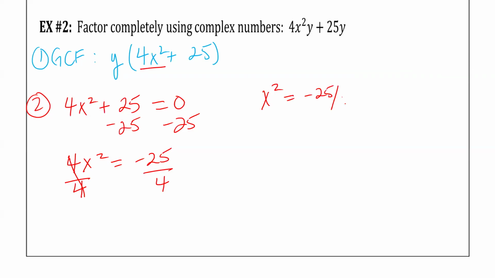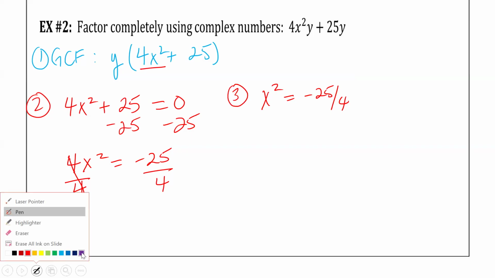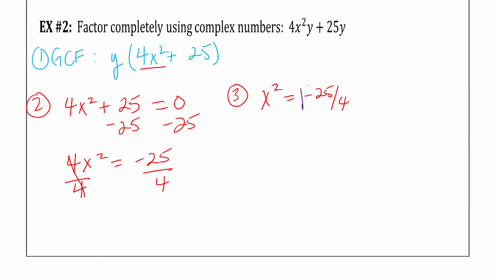Once the variable is by itself, we're now needing to do what? Square root. When you have a fraction, you're taking the square root of the numerator and the square root of the denominator. It's not just one, it's all. Got it? So X equals, and again, when we take the square root, it's going to be plus or minus, and what'd you say? 5i over 2. Okay. So those are my X values.